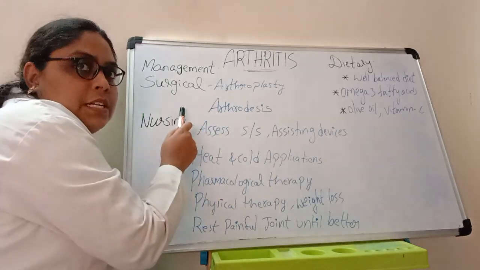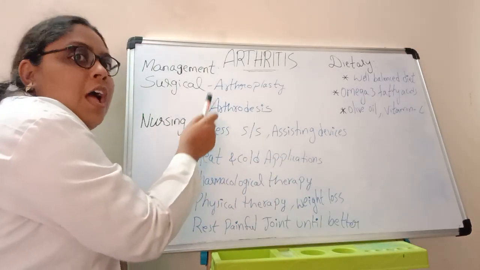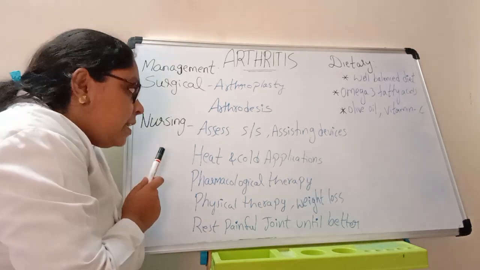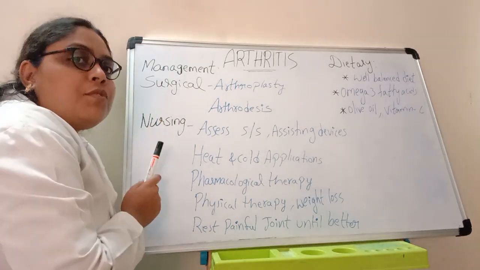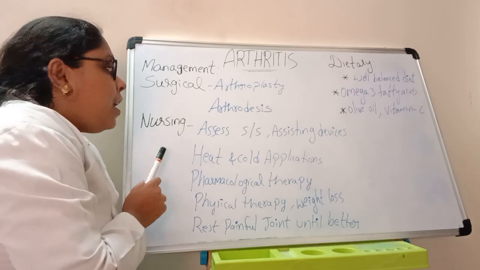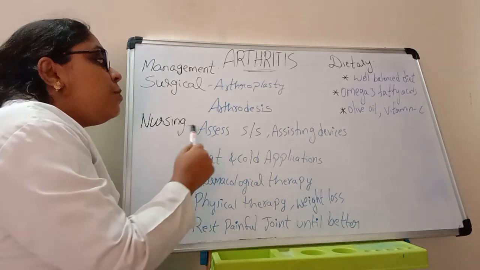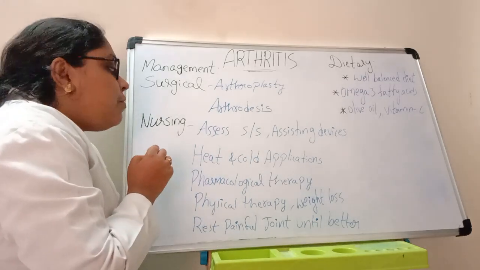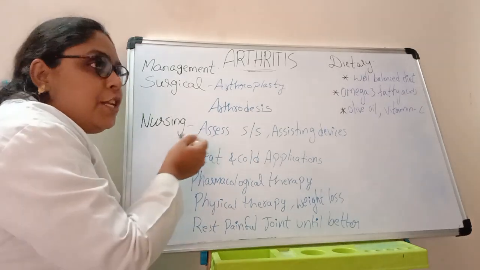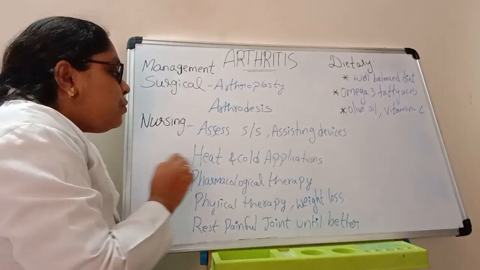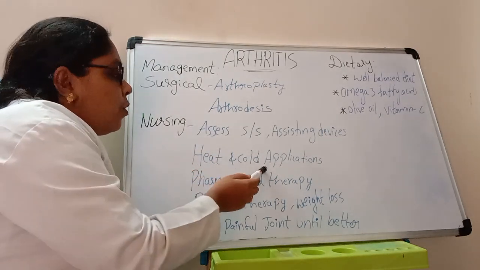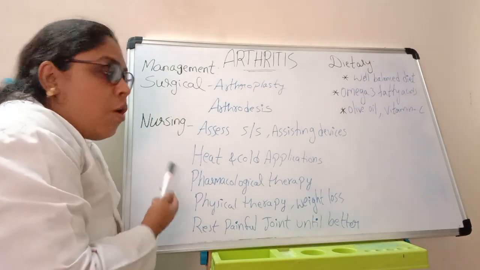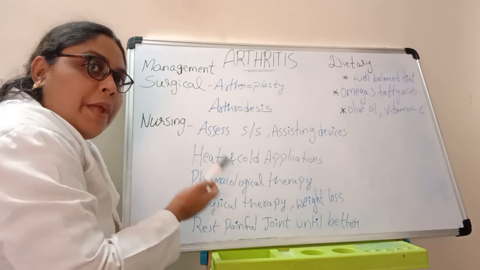These are the two surgical procedures done for the arthritis. And next thing is nursing management. So coming to nursing management, first thing we have to see the signs and symptoms. You have to assess the signs and symptoms. So based on their signs and symptoms, we are giving the care. So what is the first thing? They may be having pain and swelling. So you have to go for any heat and cold applications. You can provide them any heating pads or ice packs to reduce their pain and swelling.